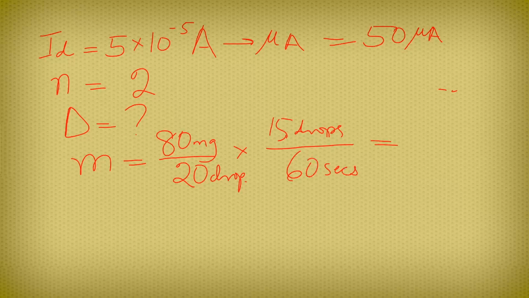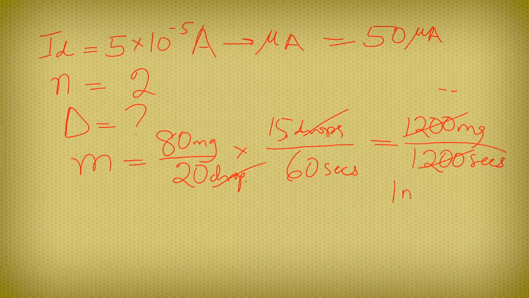80 times 15 is going to give you 1,200 milligrams. Remember, drops cancels drops here. And then 20 times 60 seconds will give us what? 1,200 seconds. And so when you divide that, you end up with 1 milligram per what? Second. So now we have the value for M. So M is equal to 1 milligram per second.